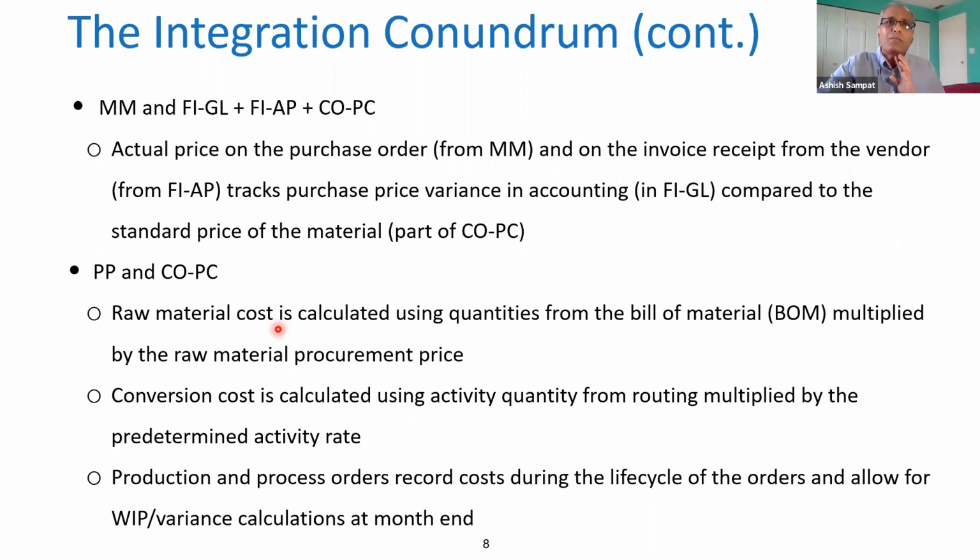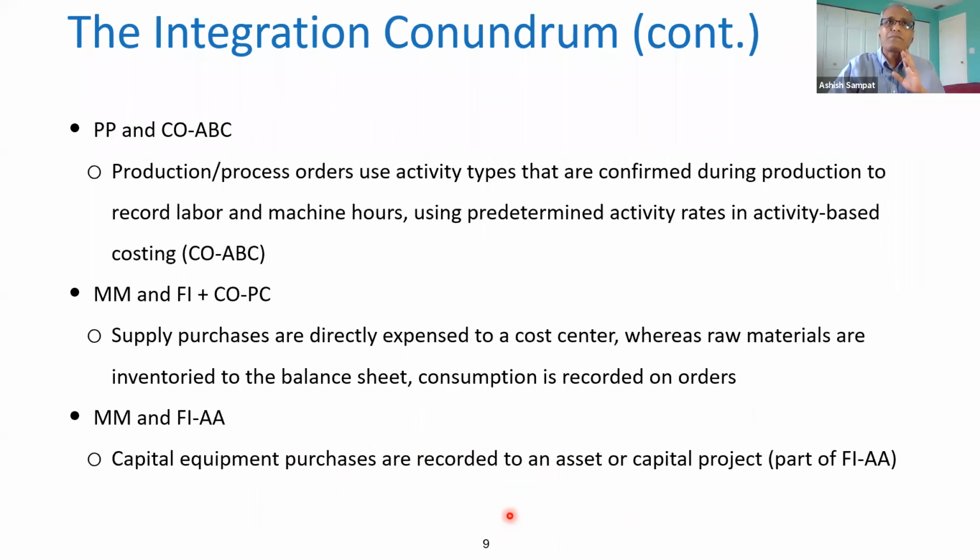And between PP and COPC, raw material cost is calculated. We use quantities from BOMs and then use the procurement prices to cost them. And then when it comes to conversion cost, as in activities, we see the data coming from routing, so activity quantity, and the rates come from our cost center master or cost center transactional data, KP26, as you would know. And then when you look at production and process orders, they use this information for consumption, for production, and for the month-end settlement, with variance settlement, and so on. So again, a lot of touch points here, and that's where the real power of SAP usually comes in.